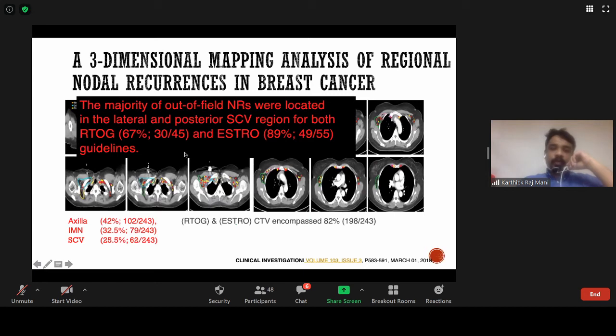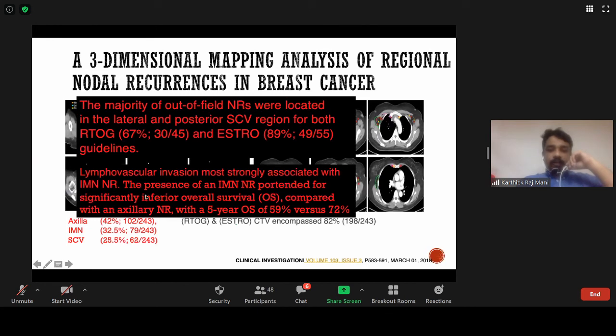When you do image-guided radiotherapy, it's very important to have a clear picture of whether these patients were treated with daily image guidance. That is also important to understand. The other component is lymphovascular invasion, which we were discussing during the surgery component. That is also associated with intramammary node recurrence. The presence of an intramammary node significantly affects overall survival, which at 5 years is about 59% versus 72%.